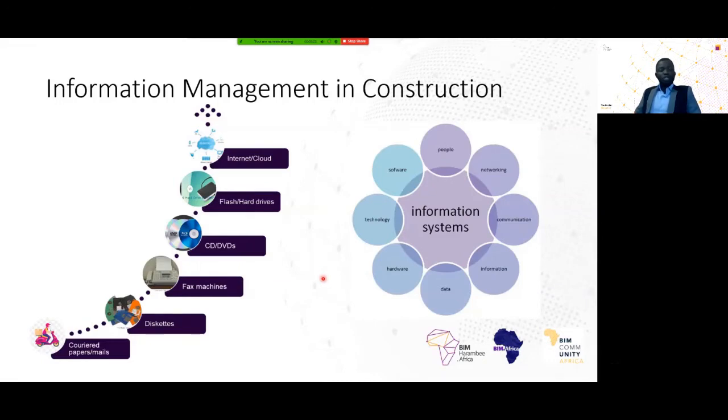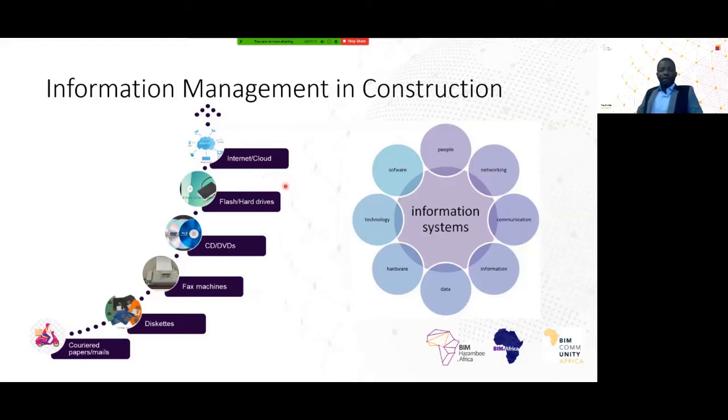Over the years in the construction industry, information has been shared and communicated through various means. We started with courier papers or mails, sent through the post office or courier services. Then gradually we graduated to diskettes, the floppy disks, and then we moved to fax machines, after which the CD and DVD were used to share information among construction professionals. Then later we have the flash drives and hard drives, which are used to store data and information, and then shared among construction professionals. But presently we are at the internet age where we save data on the cloud, and then a link is just shared between construction professionals to collaborate on the necessary data or information that is being shared.